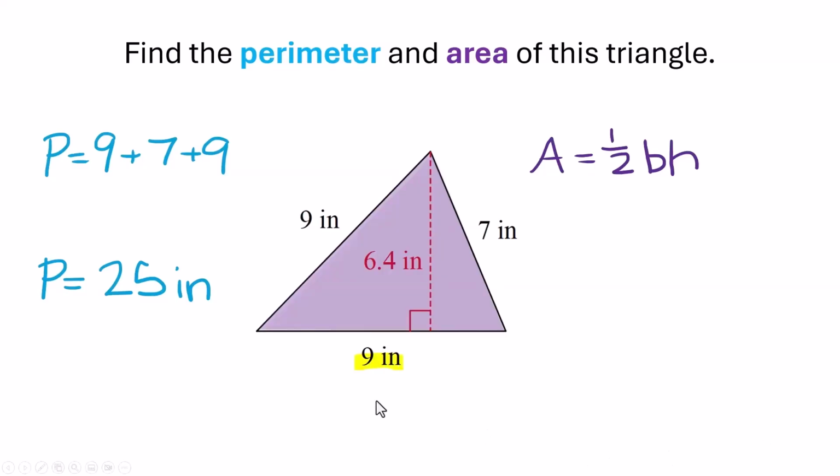The base is 9 inches, and the height is not the 9 inches or the 7 inches of the side, but the height is always going to be this length that goes from a vertex down to make a 90-degree angle on the other side. That's your height. Do the math.